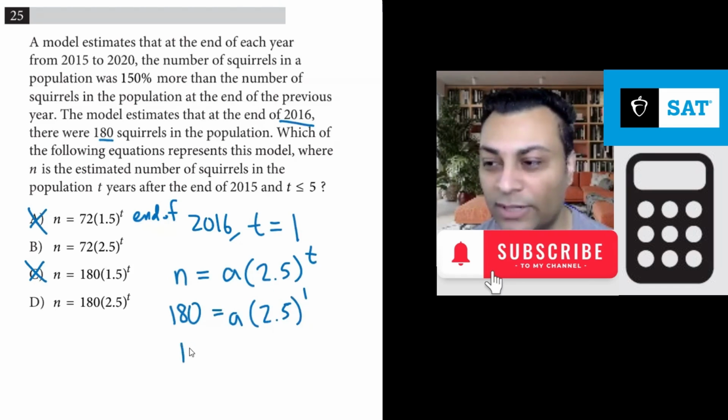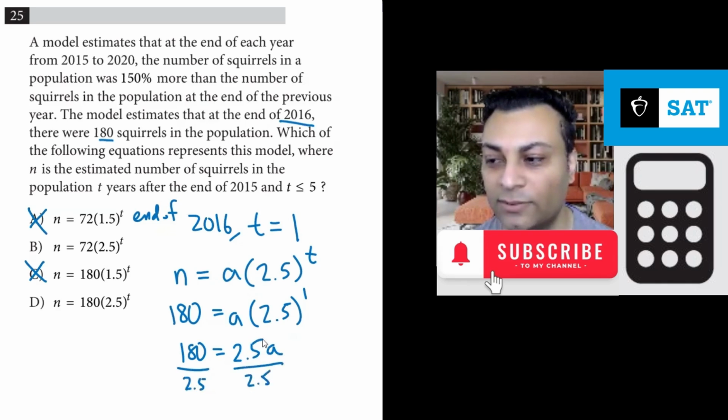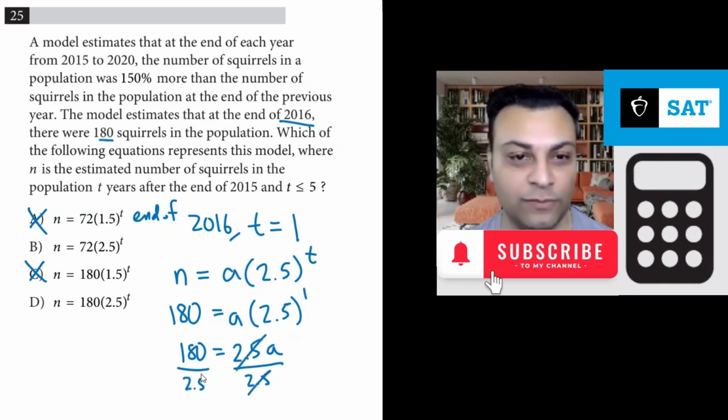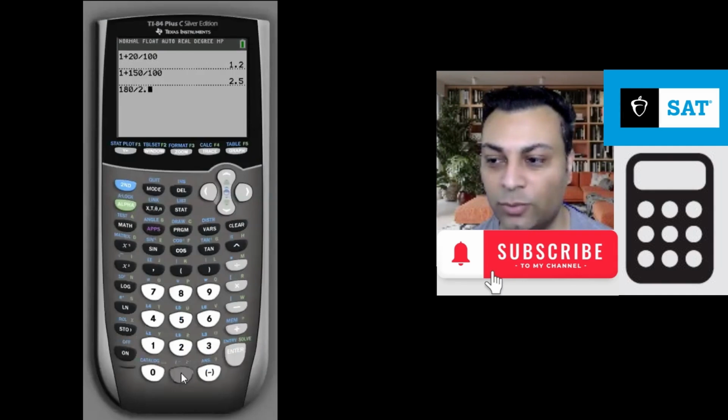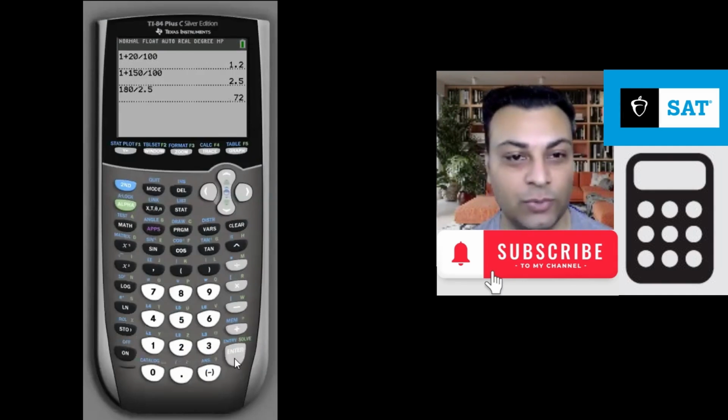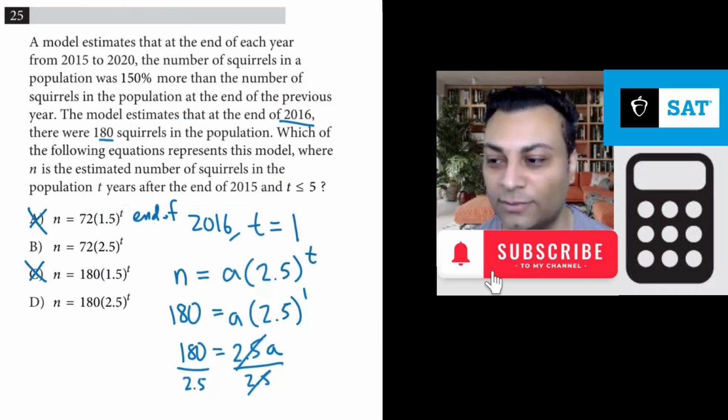If you calculate this, you get 180 equals A times 2.5 to the 1, which is 2.5. This looks clumsy. Let me rewrite this as 2.5A. Then you divide by 2.5 on both sides to solve for the A. 180 divided by 2.5. Let's put that in the calculator. It's 72. Okay. That means our starting number is 72. So we'll pick option B, and that's the answer.